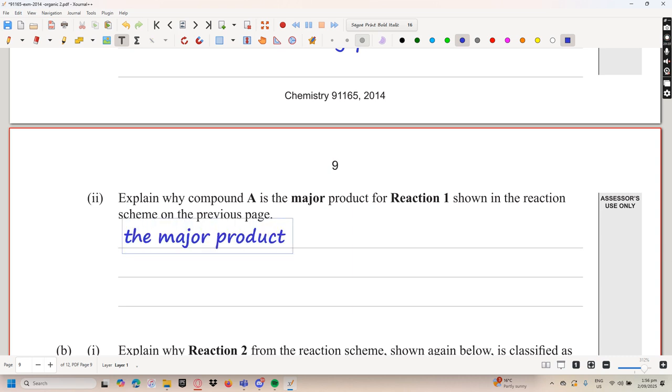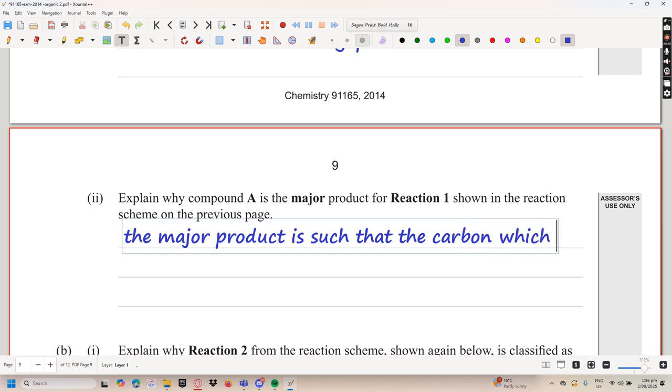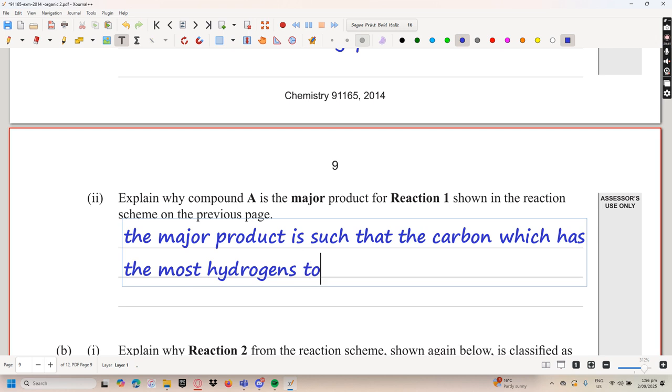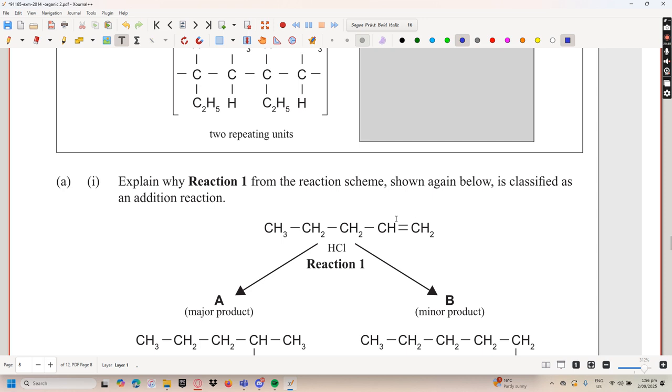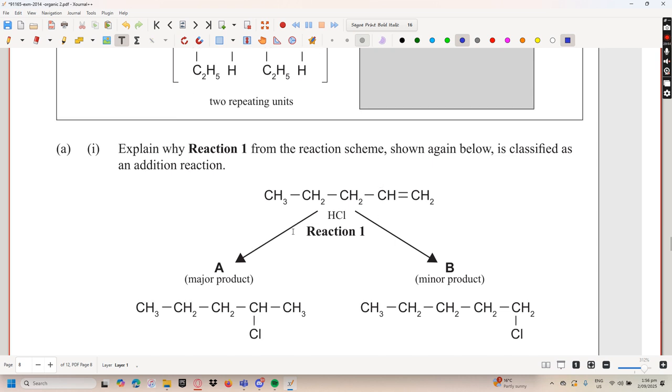The major product is such that the carbon which has the most hydrogens to begin with gains another. So out of these two carbons, this guy had the most to begin with, he had 2, this one only had 1. So the major product will be such that the one with 2 becomes 3, and the one with 1 just keeps 1. The minor product is the one where the one with 2 keeps it at 2, and the one which had 1 gains the extra 1.